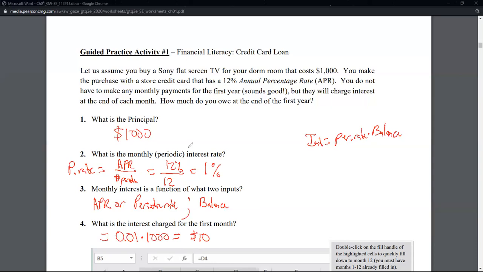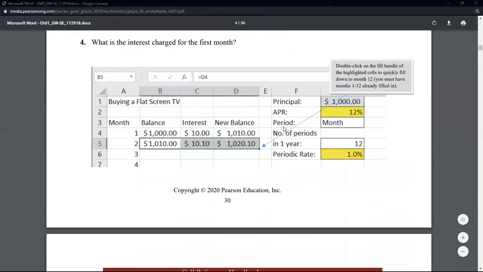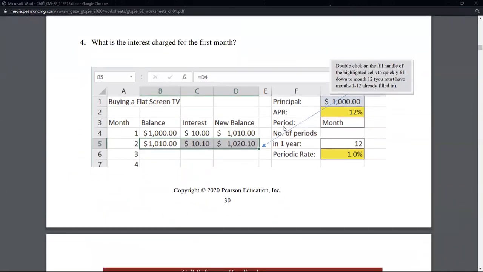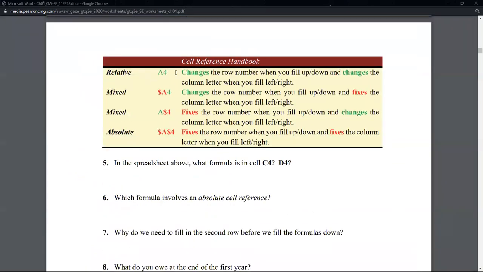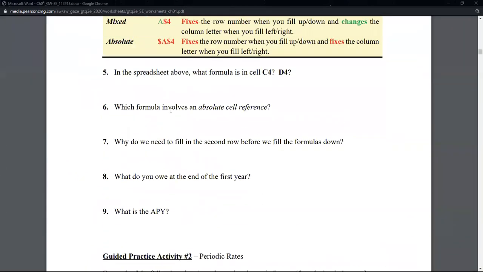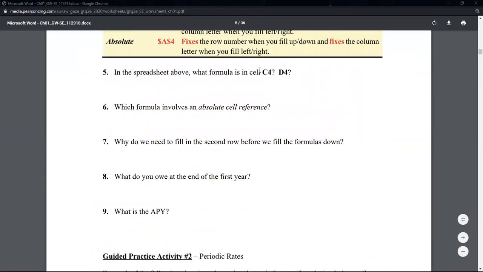Now I need to scroll down, so all this is going to go away in just a second. Let's say 10 seconds just so you can absorb it. All right. Then we have this. They have an Excel spreadsheet built here. And what they want us to do is, in the above spreadsheet, we'll get into this stuff in just a minute. In the spreadsheet above, what formula is in cell C4? What formula is in cell D4?